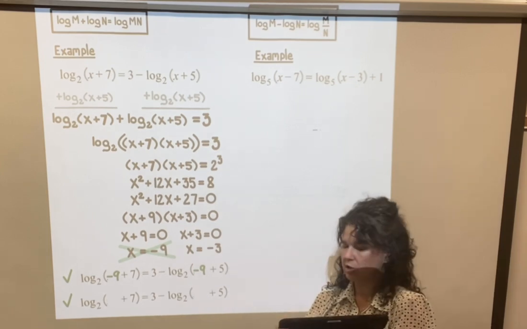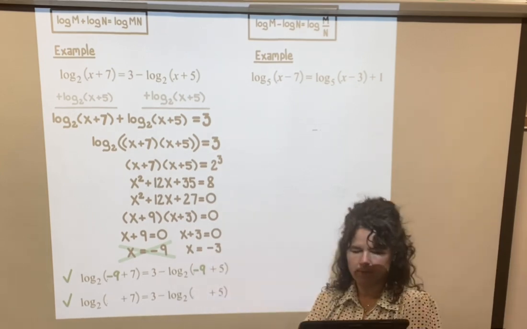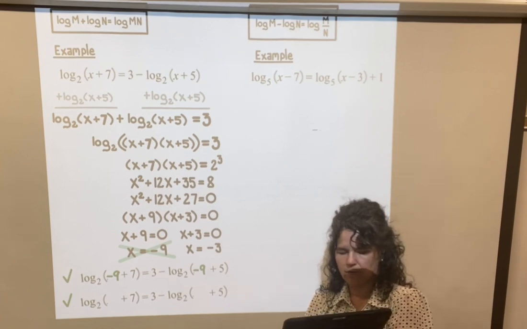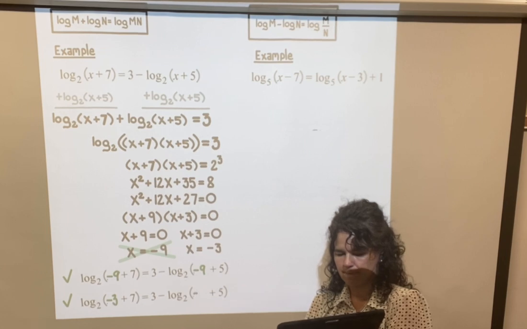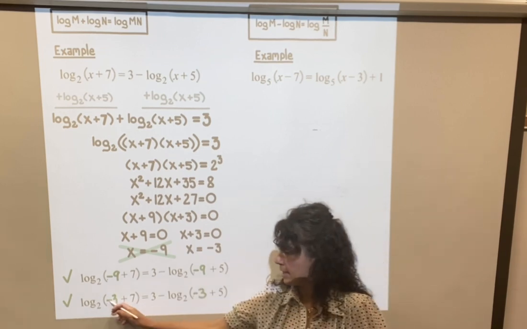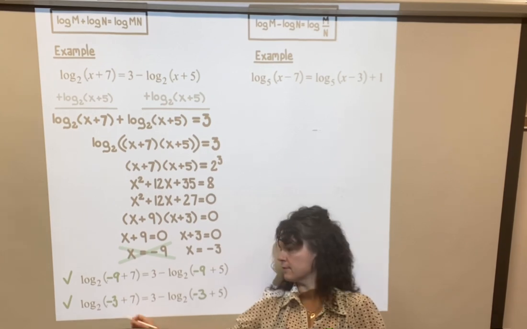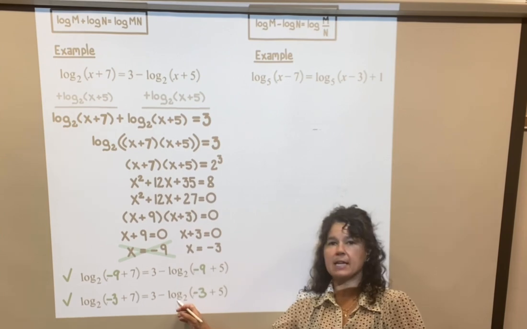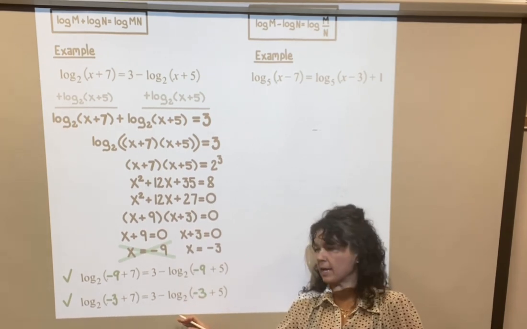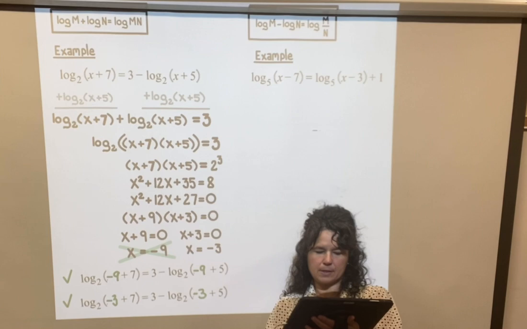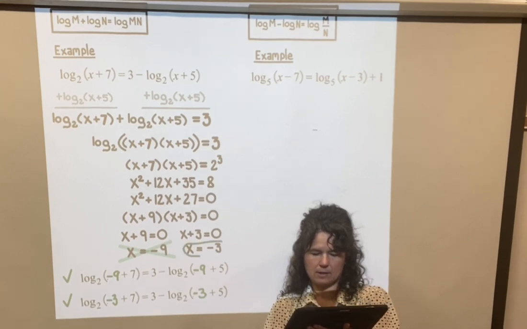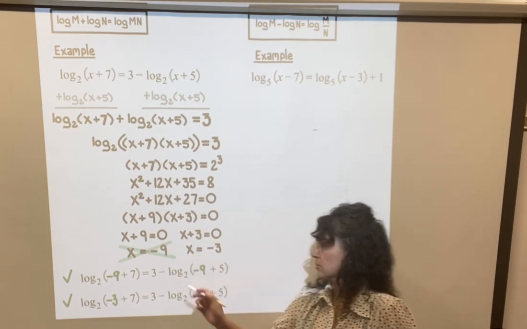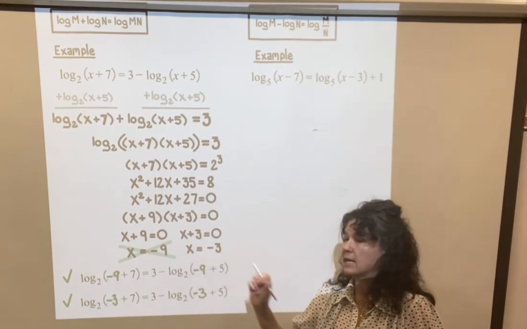Okay, then I want to check -3. If I substitute -3 back in the original, -3 plus 7 is a positive, -3 plus 5 is a positive, so I am going to be taking a log of a positive number, so I'm okay. So this answer is kept. And that one is my final answer there. x equals -3.